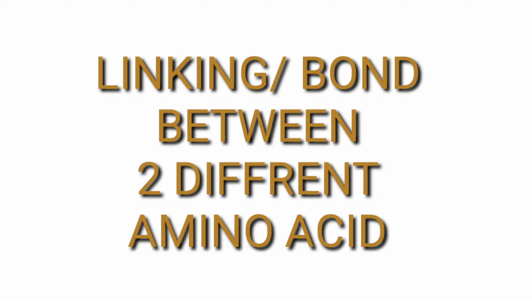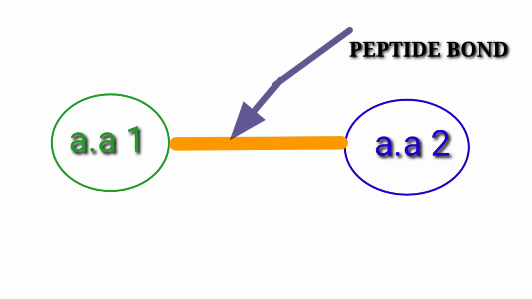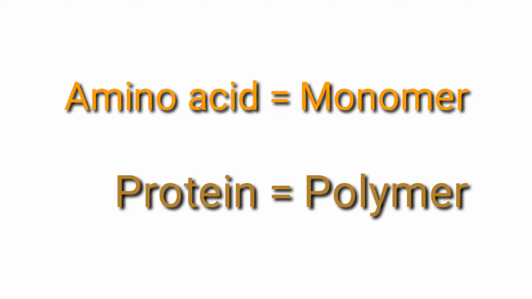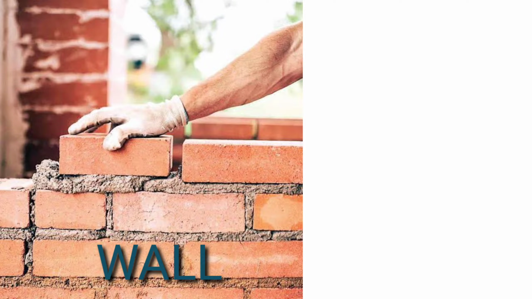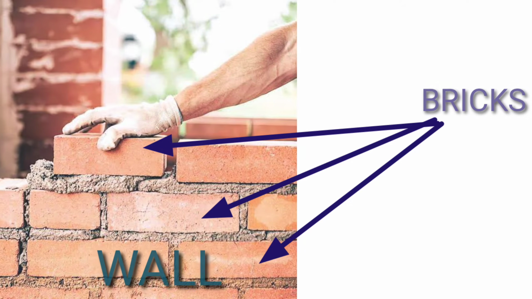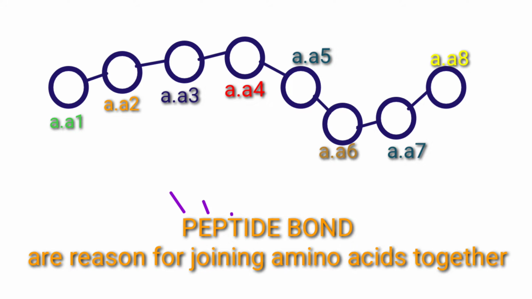After studying each amino acid at its individual level, we will see in detail the linkage between two different amino acids. That linkage, as shown in this figure, is known as a peptide bond. As you know, amino acids are building blocks for proteins. What is the meaning of building block? If you imagine a wall made up of bricks, the bricks are nothing but building blocks for that wall. Likewise, amino acids are building blocks for protein. Different amino acids come together and form a protein.